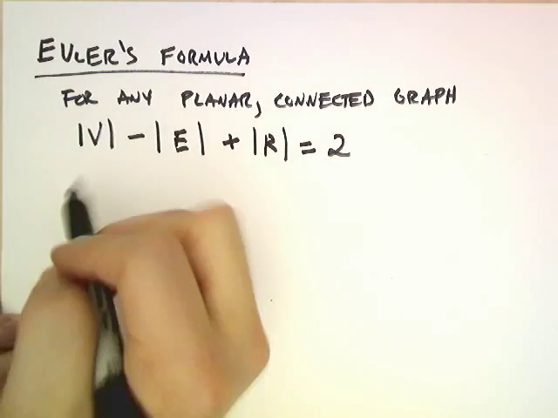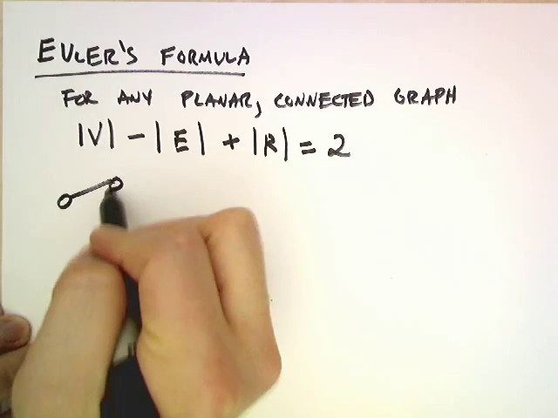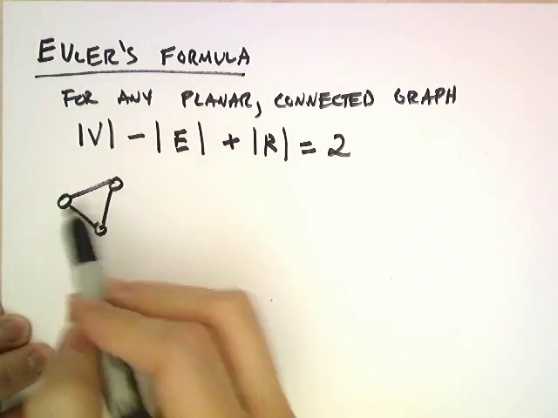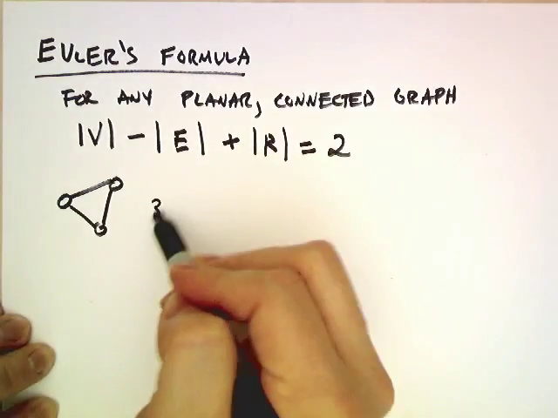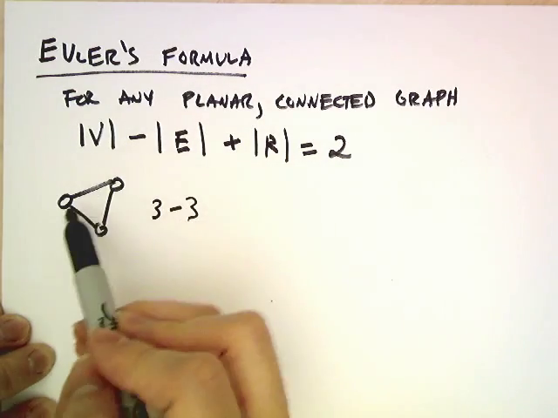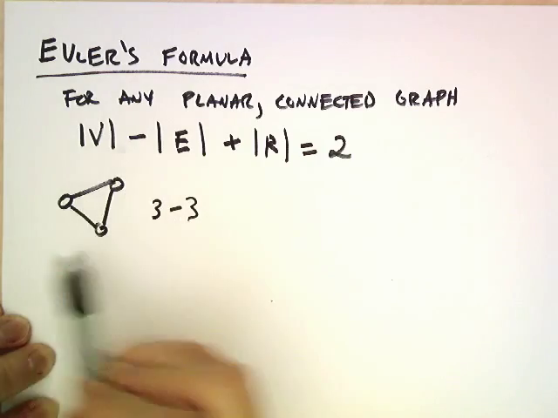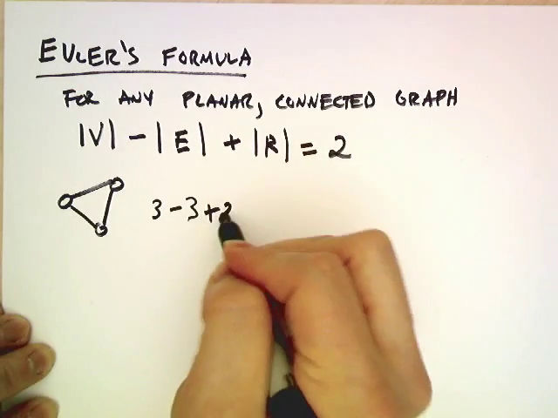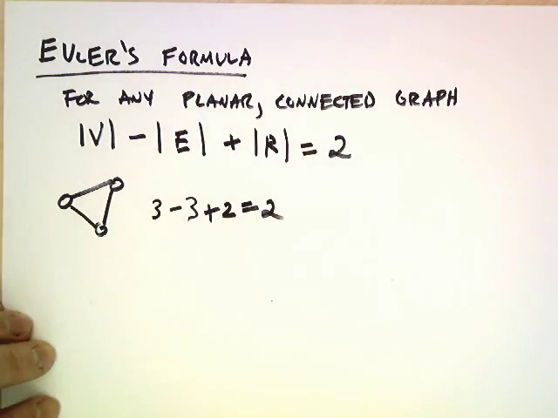Okay, so for example, we look at this triangle. The number of vertices is 3. The number of edges is 3. And the number of regions, we have this inner region and the outer region. Well, it does indeed equal 2.